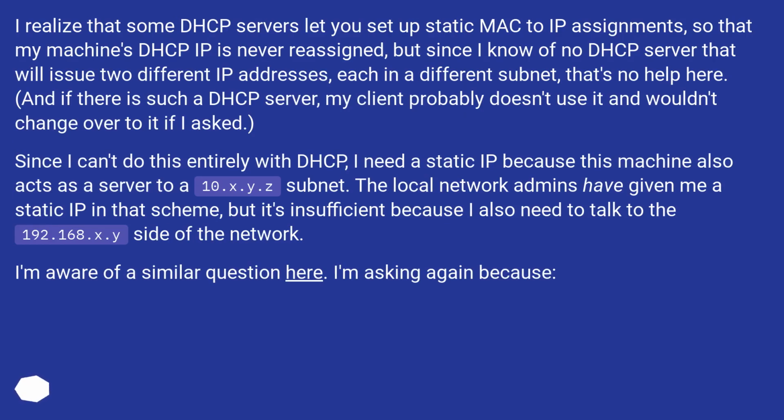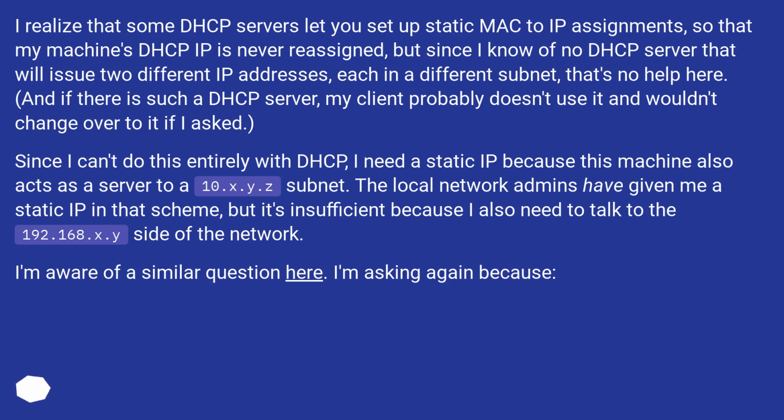I realize that some DHCP servers let you set up static MAC to IP assignments, so that my machine's DHCP IP is never reassigned, but since I know of no DHCP server that will issue two different IP addresses, each in a different subnet, that's no help here. And if there is such a DHCP server, my client probably doesn't use it and wouldn't change over to it if I asked.